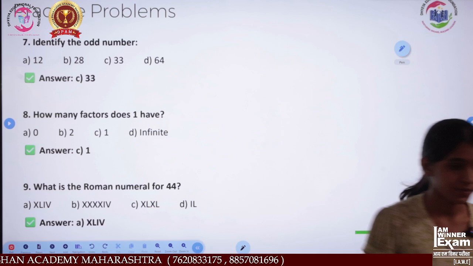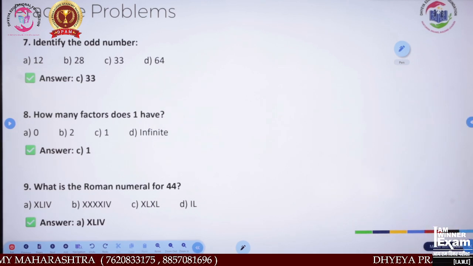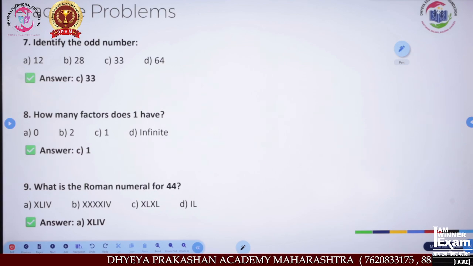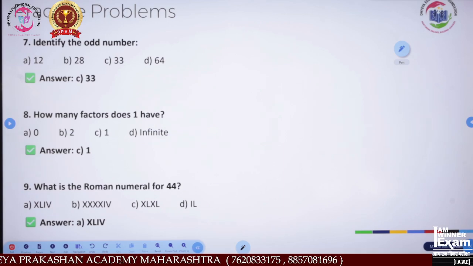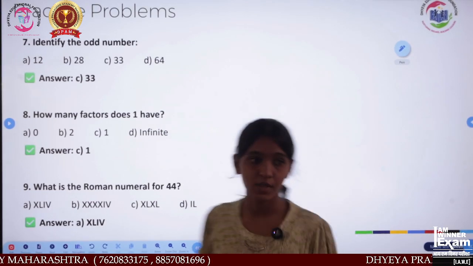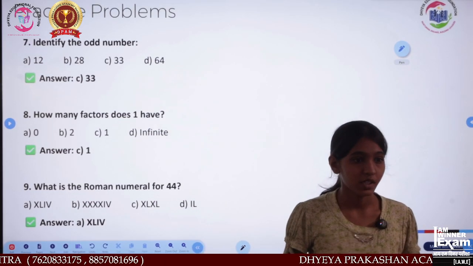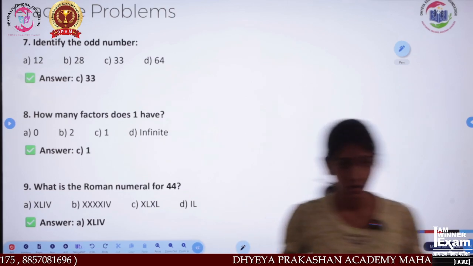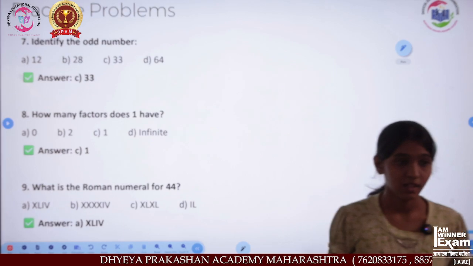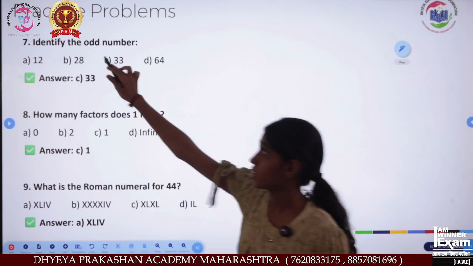Identify the odd number. First of all, what is an odd number? An odd number is a number that leaves a remainder of 1 after dividing by 2, and it also ends with 1, 3, 5, 7 or 9. Option A is 12, option B 28, option C 33, option D 64. Which number is an odd number? Option C, it ends with 3.